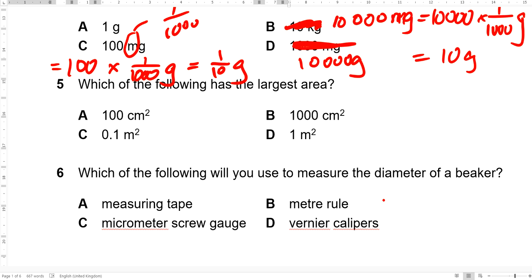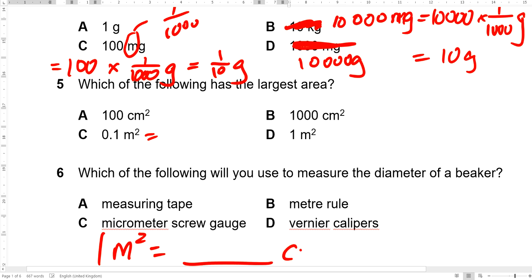Let's take a look. Let us convert 0.1 square meters to square centimeters. Do you remember the conversion? What is the conversion? 1 square meter equals to how many square centimeters? 100? Is it 100?